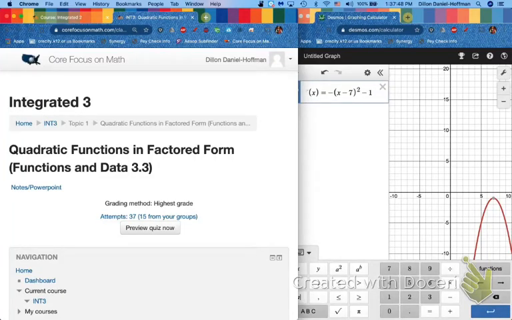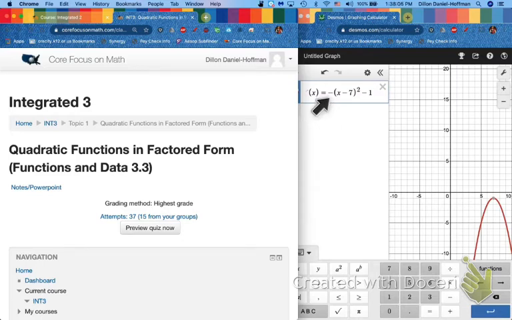Quadratic functions in factored form. Here it is on the right, the last equation that we looked at with our third quadratic functions in factored form graph. Now you can see some distinct things about vertex form.